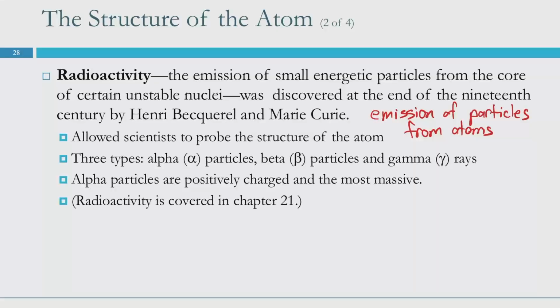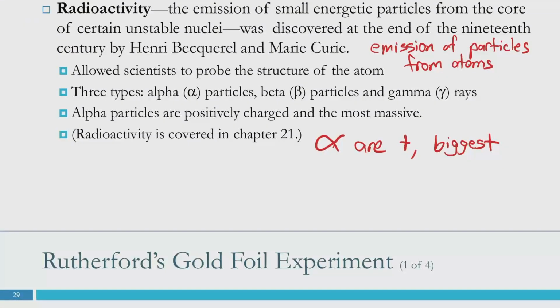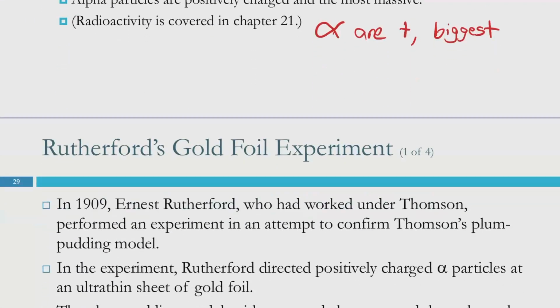So there's three types that we're going to mention. We've got alpha particles, we've got beta particles, and we've got gamma rays. Alpha particles are positively charged. Alpha particles are positive, and they are also the biggest form of radiation, the most massive form of radiation, which is relevant for our next experiment, which is Rutherford's gold foil experiment.